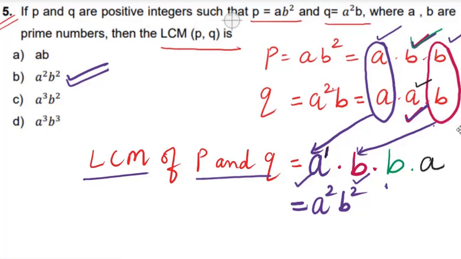So now this is power 1, A raised to power 1 will be A square, and B raised to power 1 will be B square. So the correct answer, LCM of P and Q is A square B square.